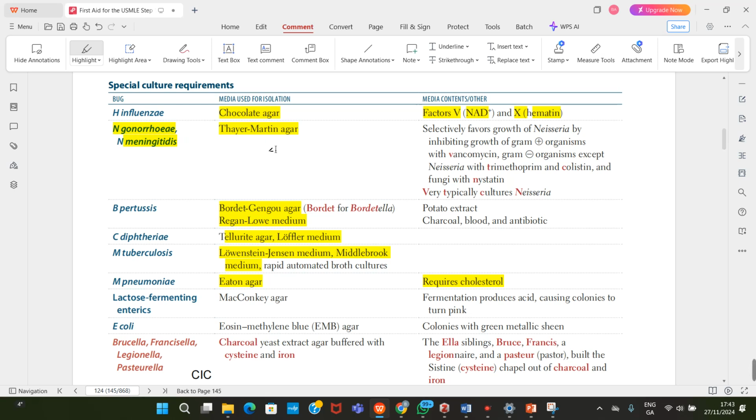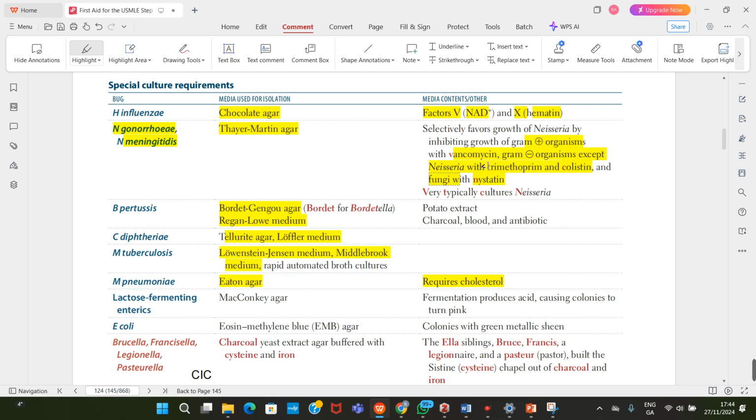What does it contain? It contains some components that only allow for Neisseria to grow, and these components kill off other organisms. For example, it contains vancomycin that is going to kill any gram-positive organisms. It contains trimethoprim and colistin. Trimethoprim and colistin are going to kill off gram-negative organisms. And it contains nystatin that's going to eradicate the fungi. So it's only Neisseria that can grow.